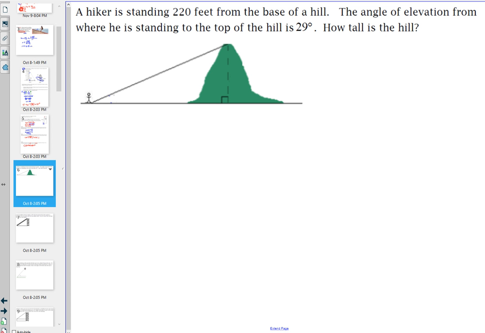A hiker is standing 220 feet from the base of a hill. The angle of elevation, remember, angle of elevation is from the bottom to the line of sight, is 29 degrees from where he is standing to the top of the hill. So how tall is the hill? So let's use H for hill. What trig ratio can we use here?